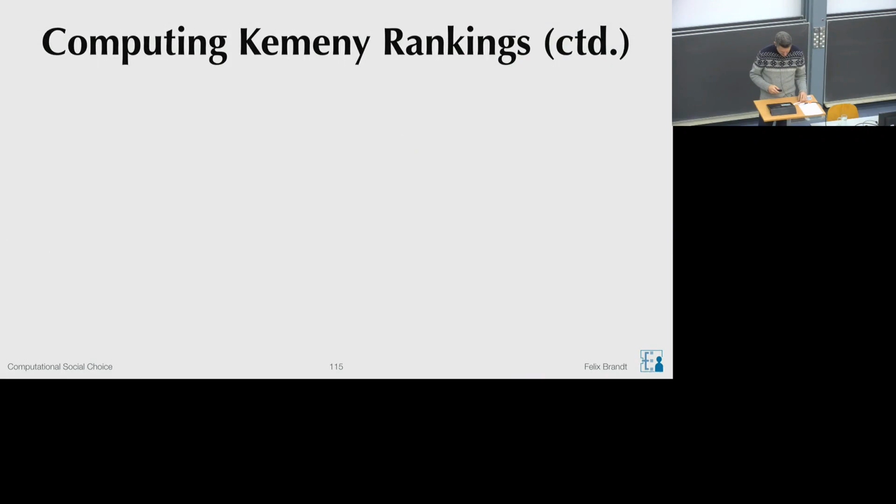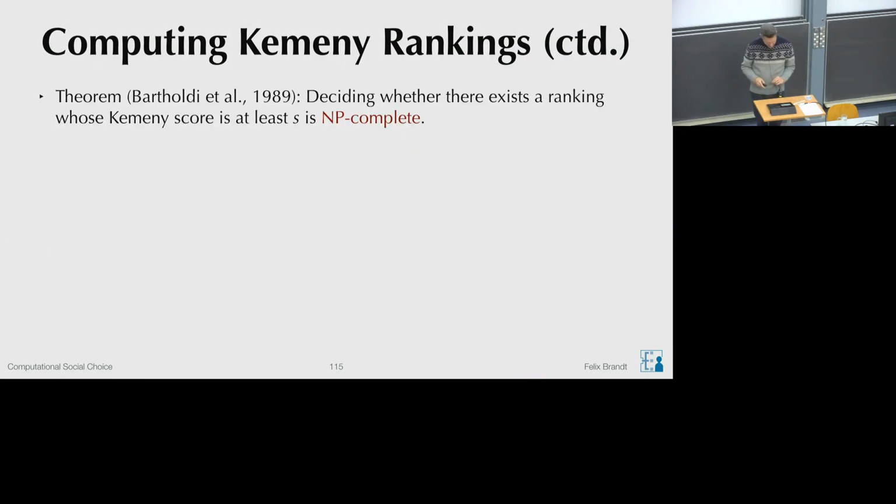Now let's look at how we can prove this hardness. It was first done by Bartholdi et al. in '89, which I'm pretty sure is the first real paper that can be considered a paper in computational social choice, because that was the first time that somebody actually took concepts from computer science, in this case NP-completeness, and applied it to a concept from social choice. And they showed that deciding whether there exists a ranking whose Kemeny score is at least S is an NP-complete problem.